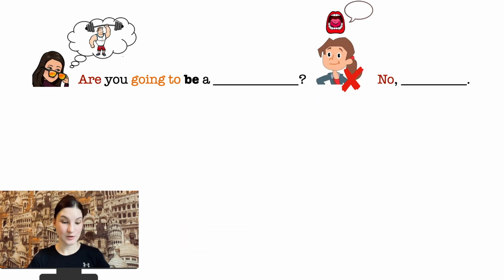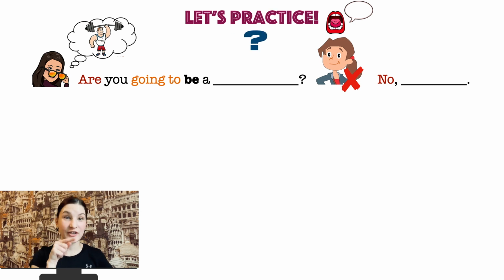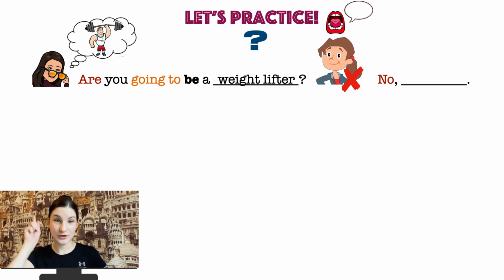Very nice. And the last one, we are going to practice questions. What should we do if we want to ask someone about their future plans? Look at the sentence. Are you going to be a weightlifter? So we just put our to be to the very beginning. And here we use are because we have you. You are. Are you going to be a weightlifter?